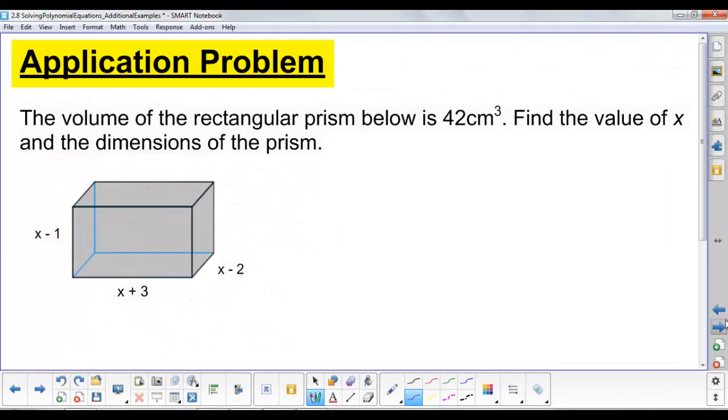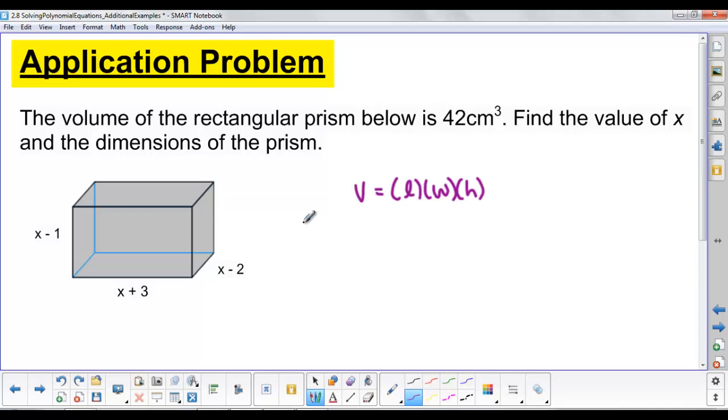So the question states that the volume of the rectangular prism is 42 centimeters cubed. We want to find the value of x, and then we want to find the dimensions of the prism. So we'll start off with the information that's given to us. We are told that the volume of this particular prism is 42 centimeters cubed. So we're dealing with volume here. Remember that the formula for volume is length times width times height.